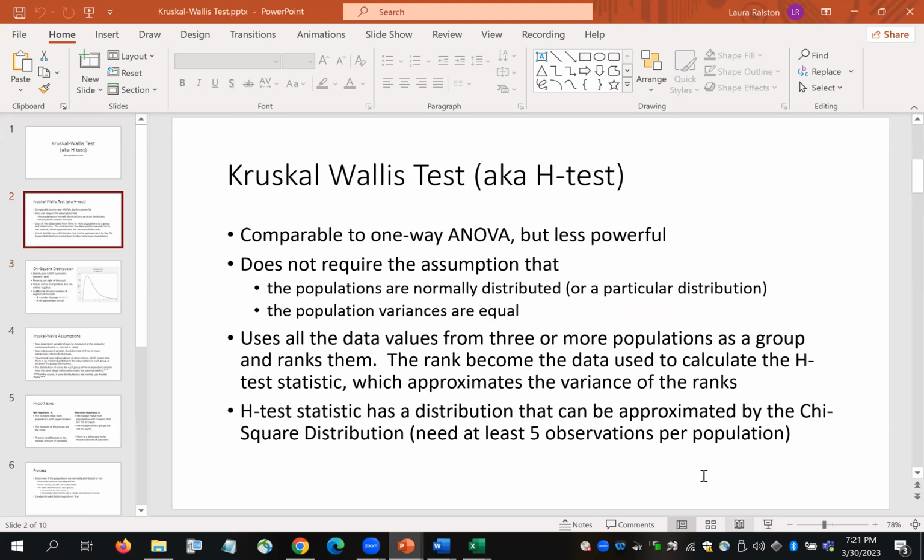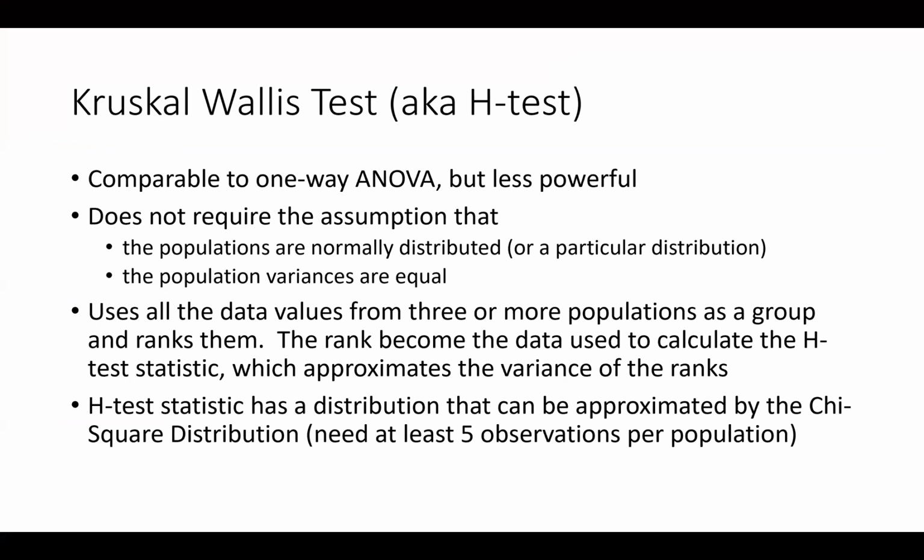Okay, so Kruskal-Wallis, again, is comparable to the ANOVA. The two big things that are different is we don't have to assume that it's normally distributed, and we don't have to assume that our population variances are equal. But again, it uses a ranking system. It puts the data in each group in order from low to high and ranks them. And then it uses those ranks to calculate the test statistic, which is the H.